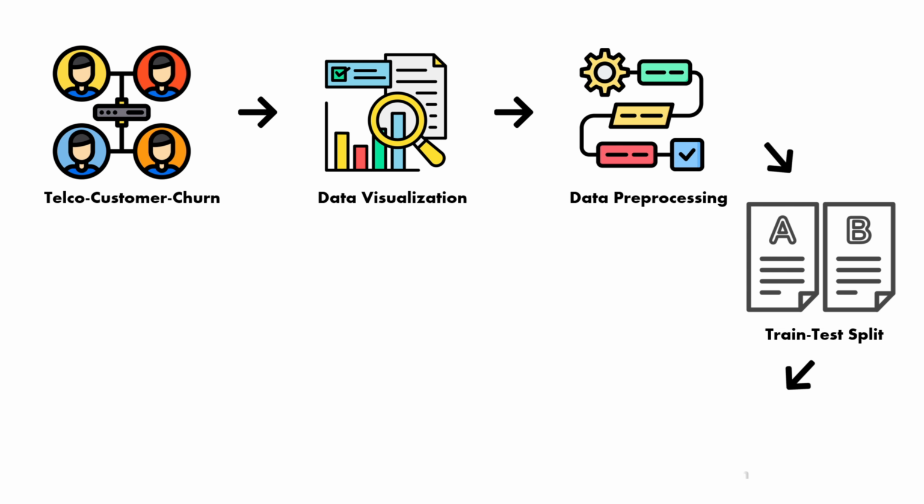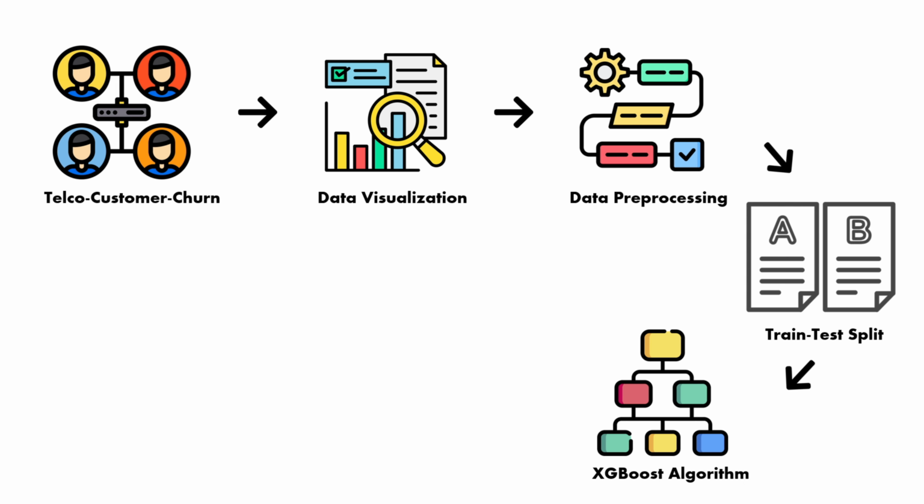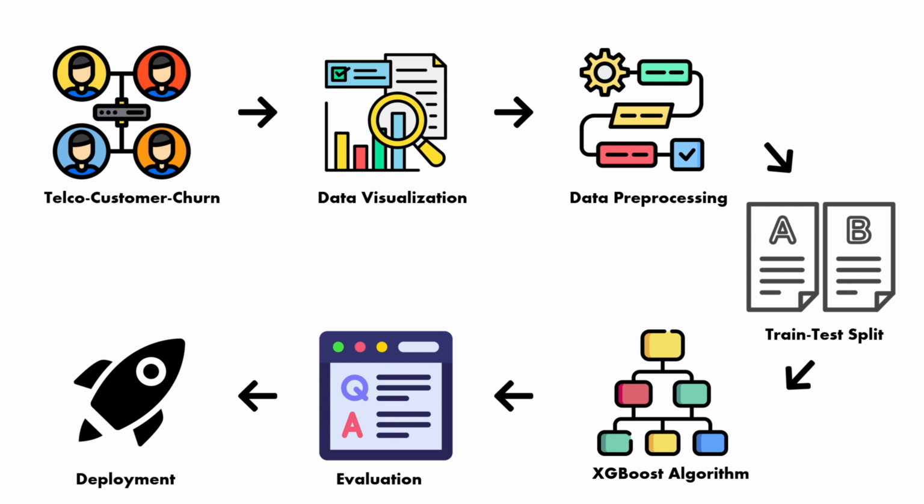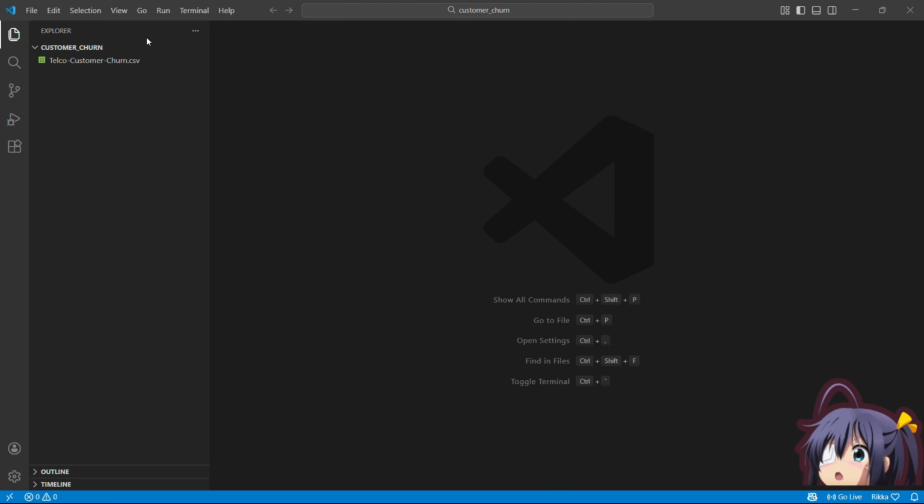After that, we are going to train our XGBoost model on the training dataset. After the training, we are going to evaluate our model on both the training and the testing sets. And after the evaluation, we are going to deploy our model with the help of Streamlit so that anyone can use it online. So this was the workflow for our project. Now let's start the coding part.